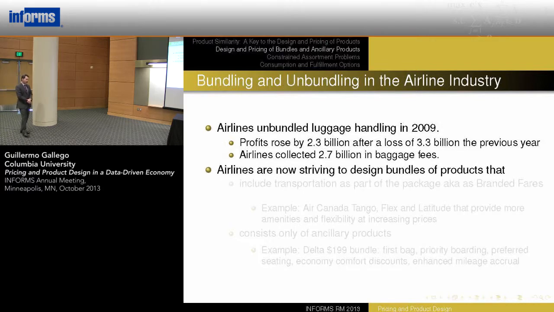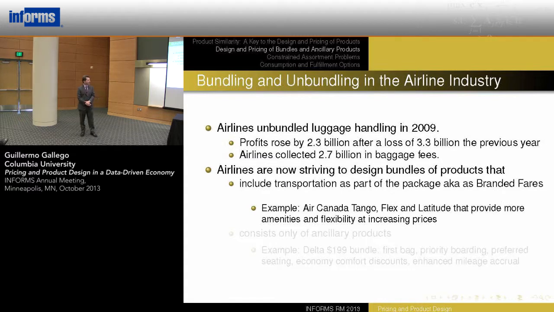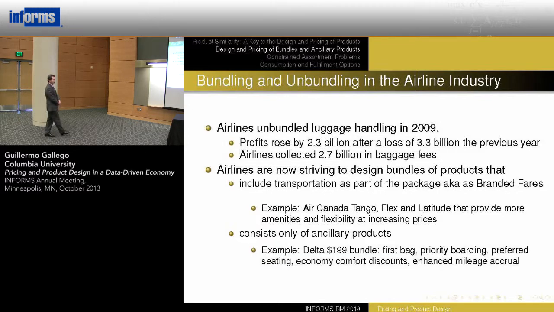So airlines are now striving to go away from the classical, traditional fares with restrictions that are very opaque to designing bundles of products that could either include transportation as part of the package, and these are known also as branded fares. An example of this would be Air Canada. Air Canada has these Tango, Flex, and Latitude that provide more amenities and flexibility in increasing prices. But also bundles that consist only of ancillary products, like Delta has this $199 bundle that covers the first bag, priority boarding, preferred seating, discount in economy comfort, and enhanced mileage.